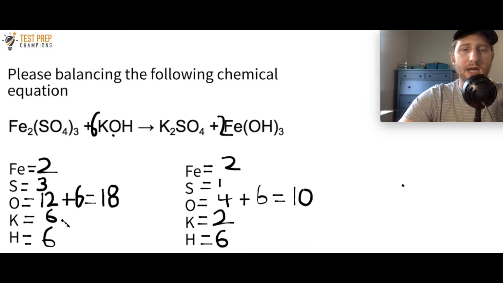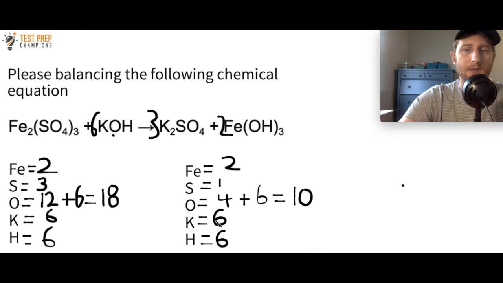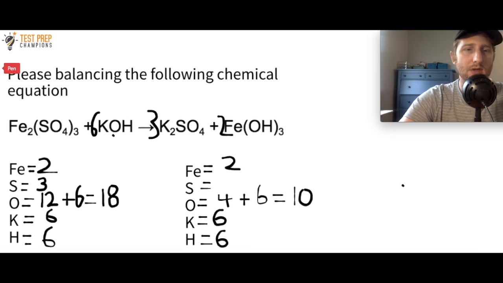I see that I've got 6 K's on the left-hand side and 2 on the right-hand side. So let me stick a 3 right here and see what this does. So 3K2, that is going to be 3 times 2, so I can make this 6. My K's are looking good. Now for my S's, I've got 3 out here, so I've got to do 3 times this 1 S. So now on the right-hand side, I'm going to turn this into a 3.